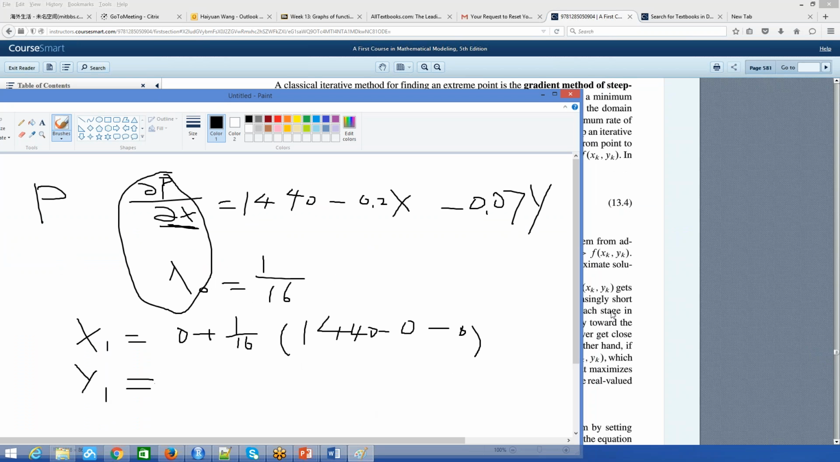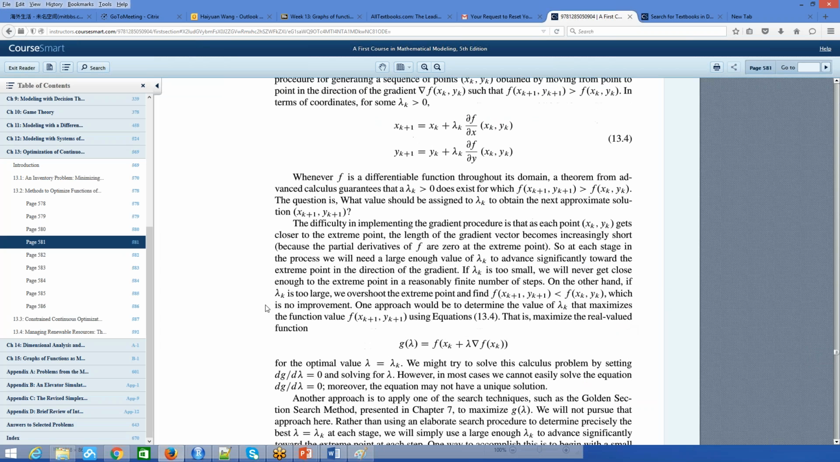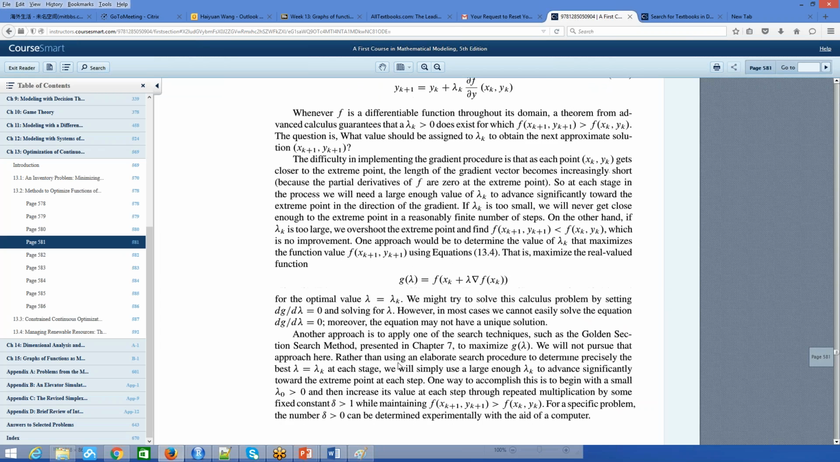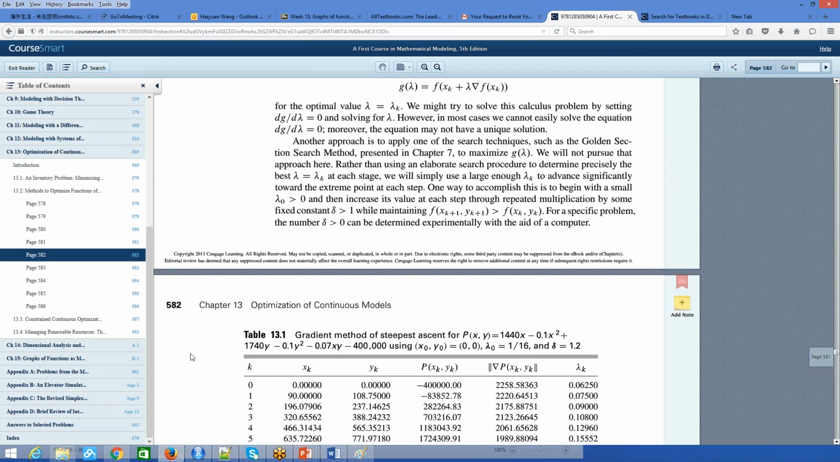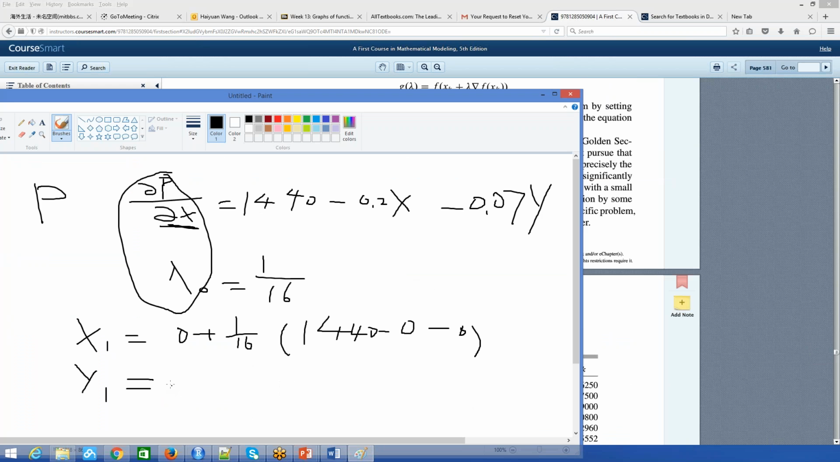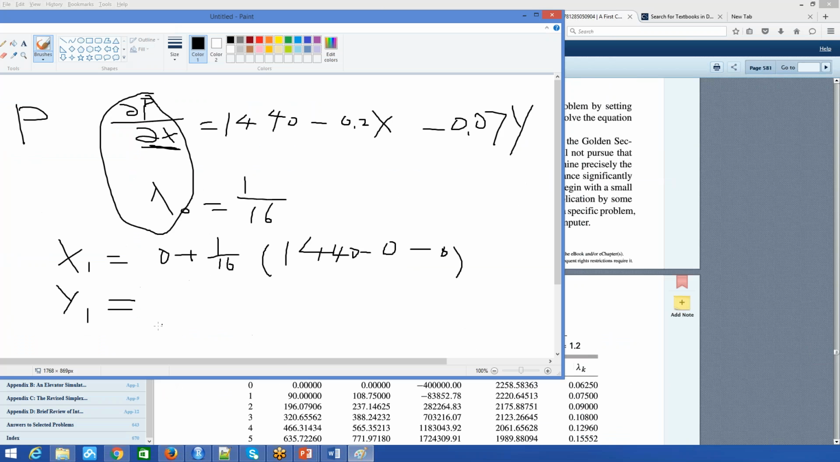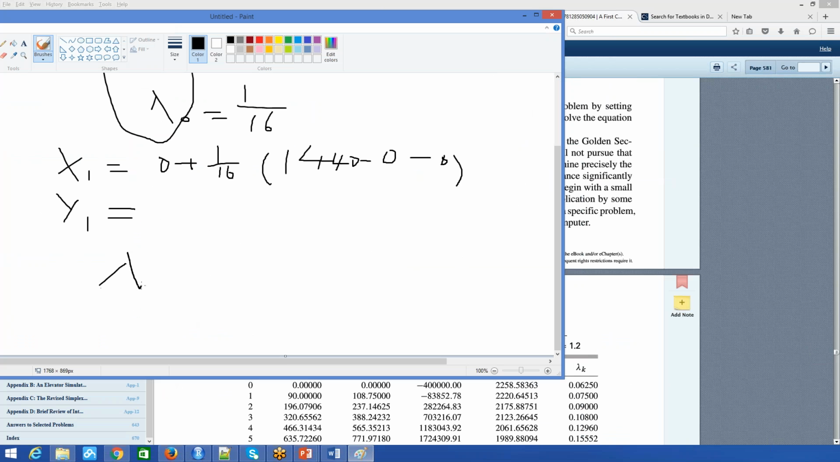The good thing is, figuring out the relationship that lambda k equals this is actually much more difficult, but fortunately, it already tells you that. So you can get your y1. The next thing you would do is lambda 1 is 1 over 16 times 1.2. Similarly, you should be able to get your x2 and y2.